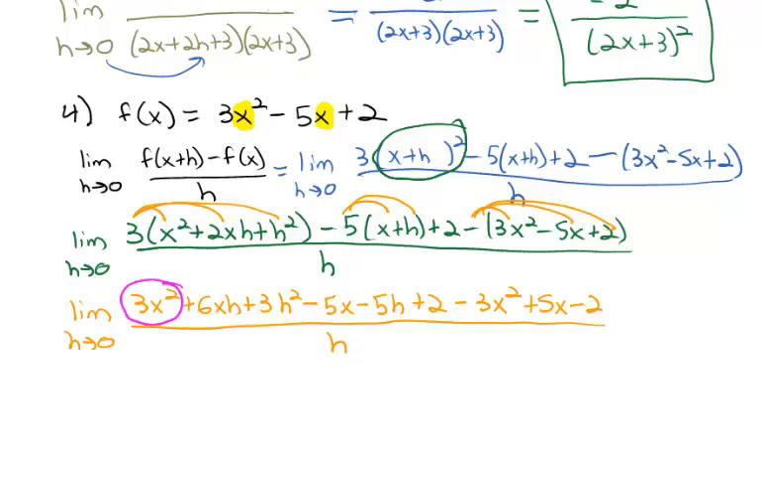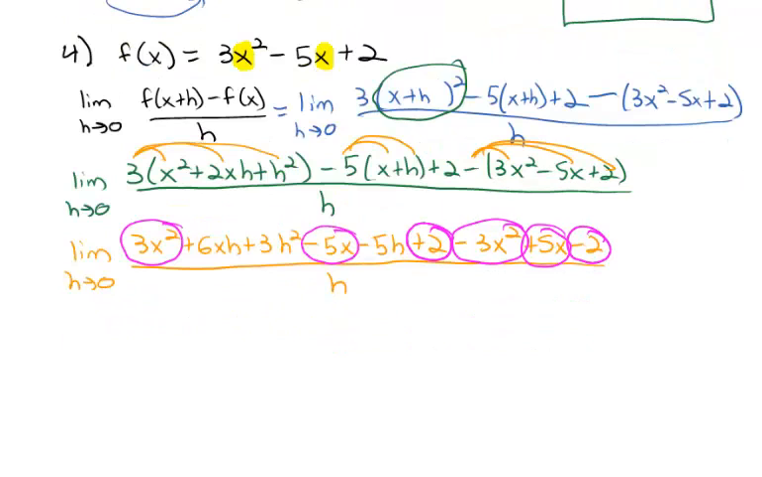3x squared minus 3x squared, that's 0. Minus 5x plus 5x, that's 0. 2 minus 2, that's 0. So we have the limit as h goes to 0 of 6xh plus 3h squared minus 5h all over h.